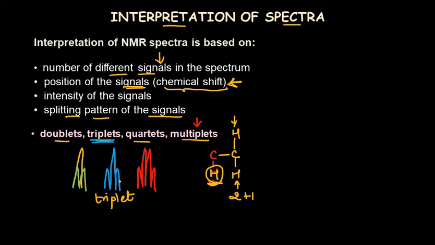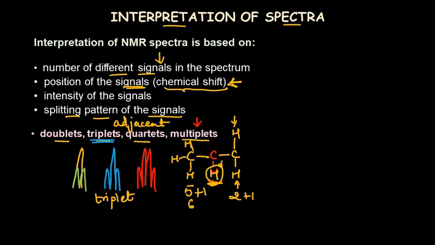So splitting depends on the number of protons on the adjacent carbon atom. Now if a hydrogen is surrounded by two carbons with a total of 5 protons, then the splitting will be 5 plus 1, that is 6 splitting will be seen. We can call this a multiplet also. So the splitting depends on the number of protons on the adjacent carbons. This part will be clearer when we take it into examples.